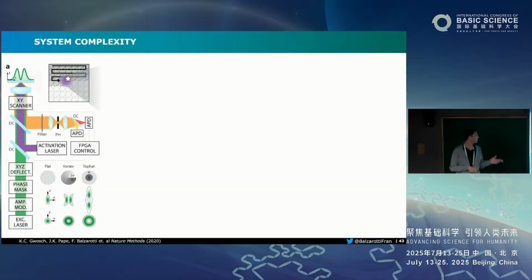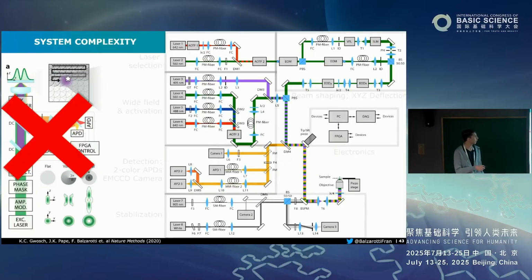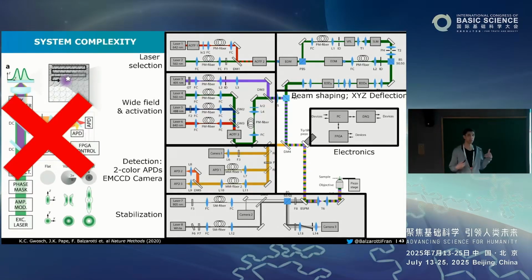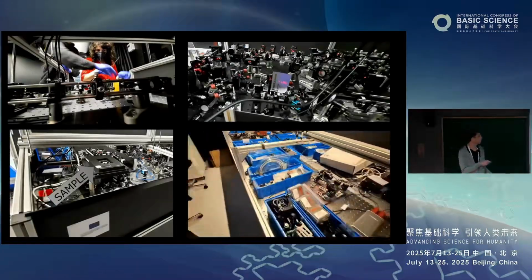So the systems are a bit complex. They're not so easy to handle. And these cartoons that we put in the papers are not realistic. The systems look a bit more like this, where the system has many components. You want a decent wide-field microscope. You want to pattern beams and steer them quickly. You want to have single photon counting detection. You want to have stabilization, and of course electronics and the logic that controls all of it. And these systems look a bit like this.